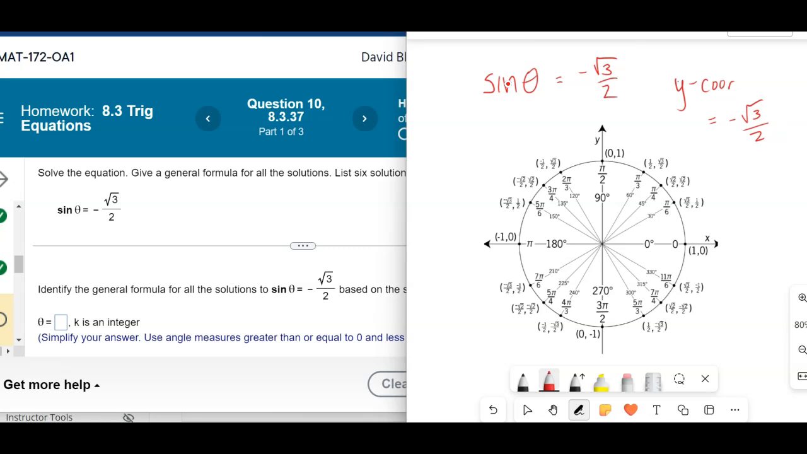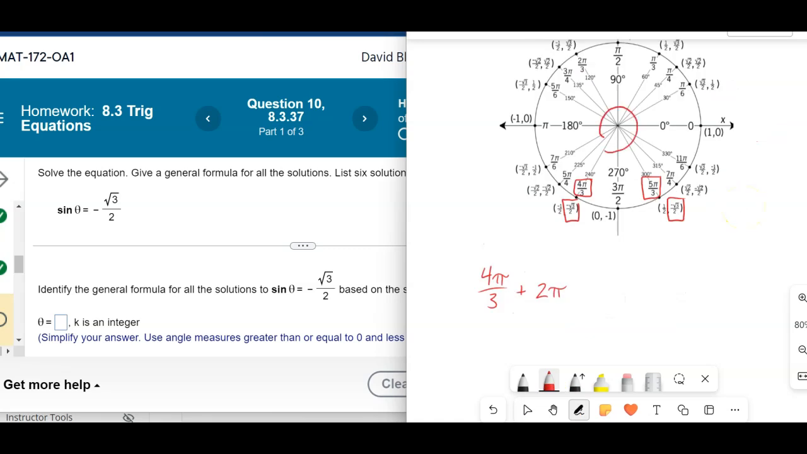And if you look, it happens right here. There's a y coordinate of negative square root of 3 over 2, but there it happens again. So for both of these angles, 4 pi over 3 and 5 pi over 3, the y coordinate is the negative square root of 3 over 2. So those are the two foundational angles. But after we start there, because we could just keep going around in a circle, we would be adding 2 pi or possibly subtracting 2 pi. So we do 2 pi times k, and k allows us to go around again and again and again. K could be any integer, and that's what it says right here.